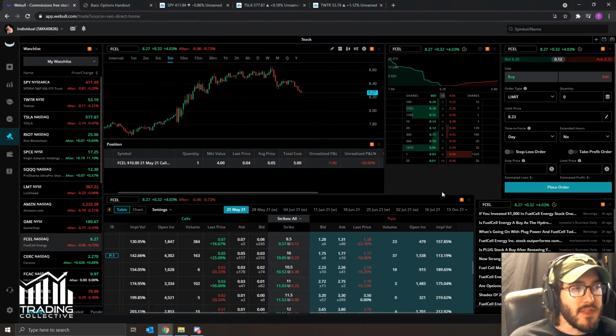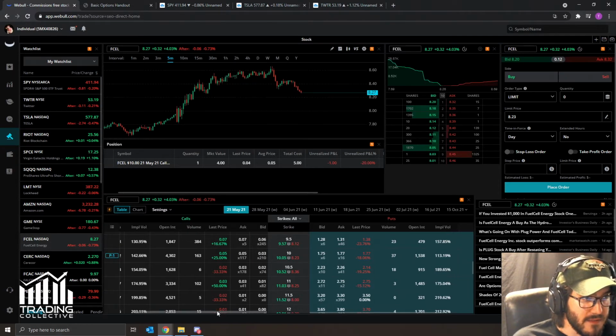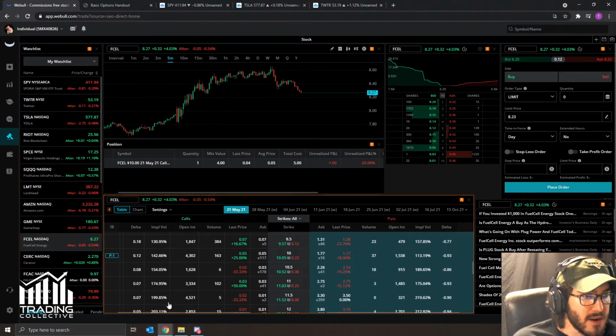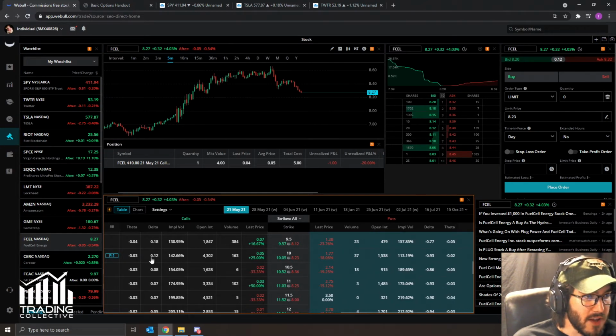So we're seeing the whole options table right here, and we're seeing the $10 strike right here. This is the strike. This is the call side. You see calls up here, puts over here, put side. We're seeing the bid and the ask for that strike. You're seeing the implied volatility right here, and you're seeing our delta and our theta.